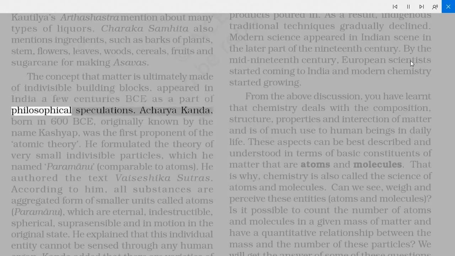The concept that matter is ultimately made of indivisible building blocks appeared in India a few centuries BCE as a part of philosophical speculations. Acharya Kanada, born in 600 BCE, originally known by the name Kashyap, was the first proponent of the atomic theory. He formulated the theory of very small indivisible particles, which he named Parmanu, comparable to atoms. He authored the text Vaisheshika Sutras.